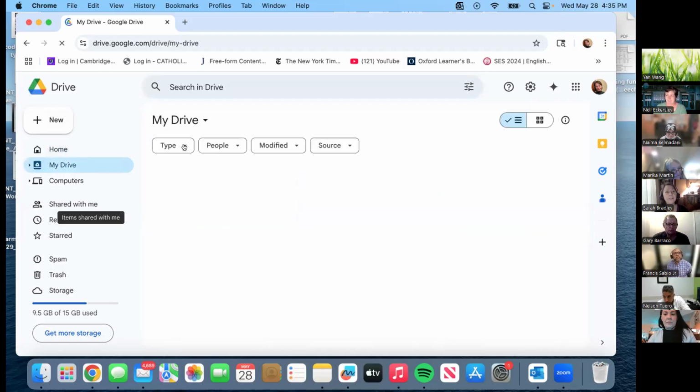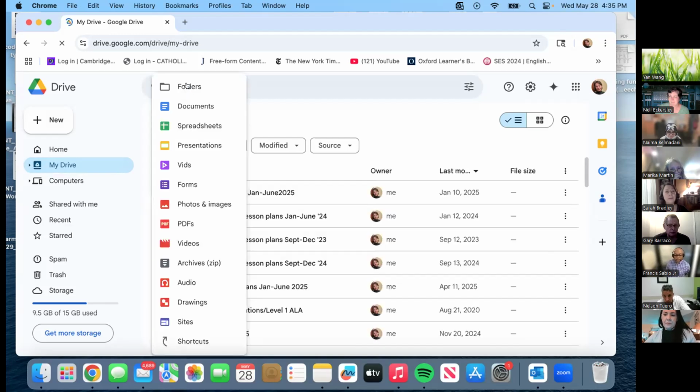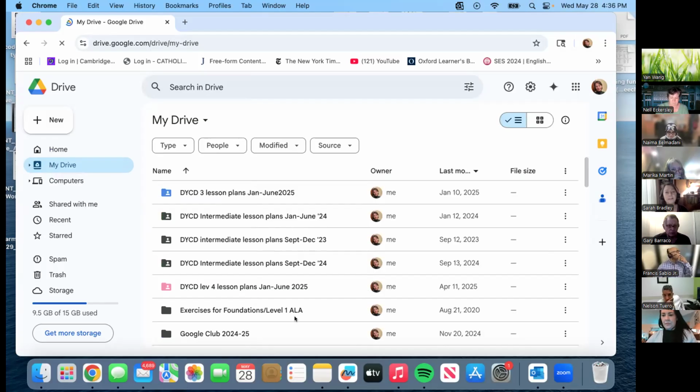For example, in my Drive, I have the DYCD folders. So you can see I've got all these different lesson plan things, and I would have to kind of look and read and see. And then I learned in the Google Club that I can make it colored. So this one that's blue, this is January to June 2025. So this is the one I'm always going to want to look for. And the way that I made a color was I clicked on here.